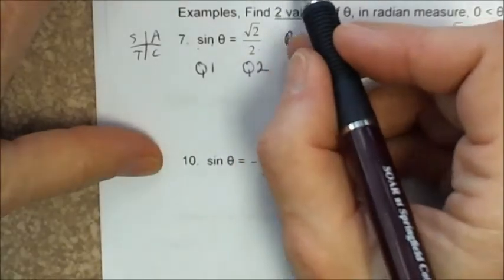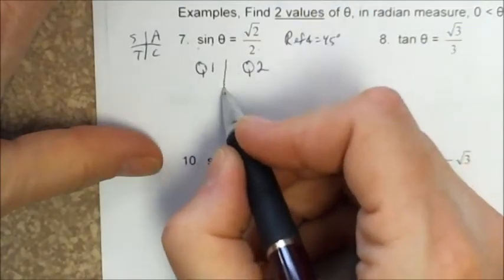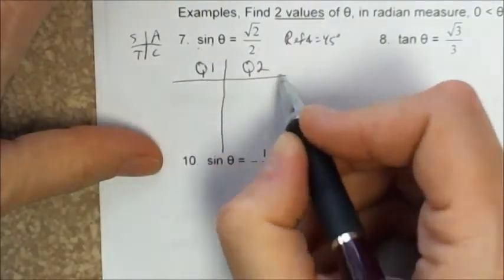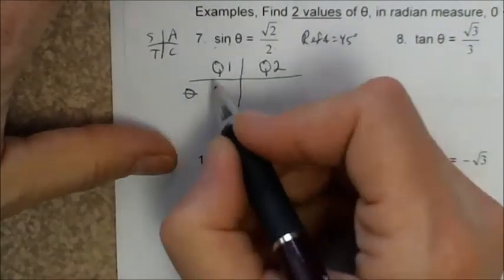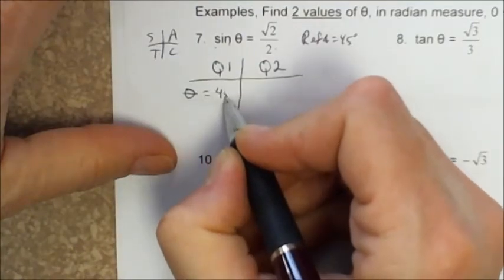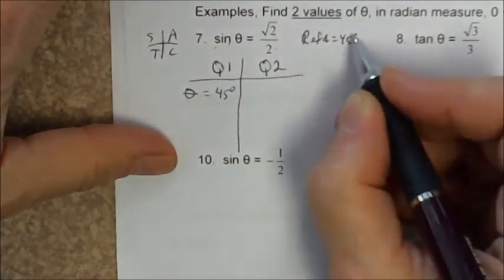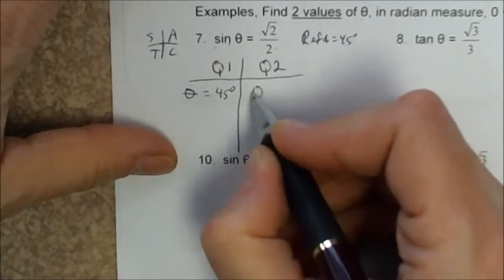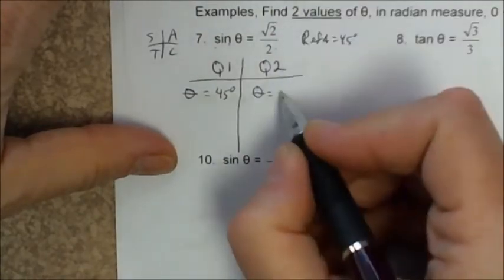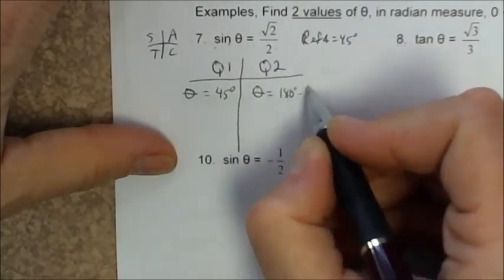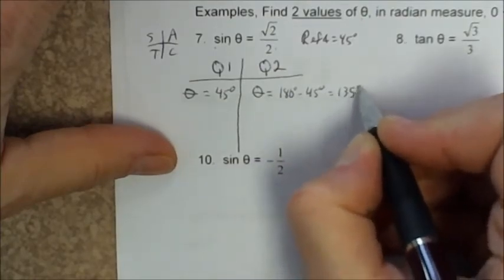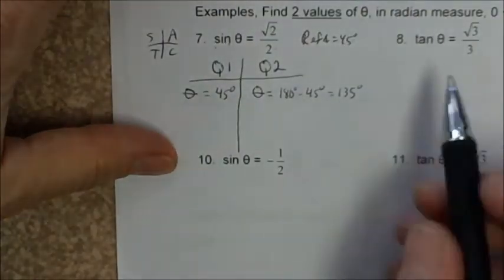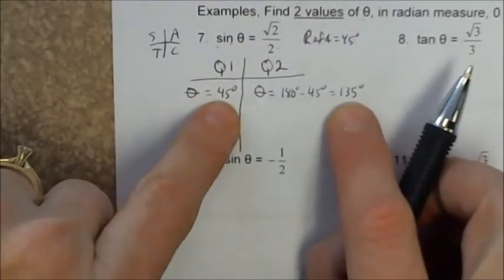That's step 2. Step 3 says if you've got quadrant 1, your answer is the reference angle. Quadrant 2, 180 minus the reference angle. So let's just set this up in a table. Theta is our angle. In quadrant 1, it is our reference angle, 45 degrees. Quadrant 2, theta is equal to 180 degrees minus our reference angle. 180 minus 45 is 135. So that's step 3. You've got 2 answers, 2 values of theta.